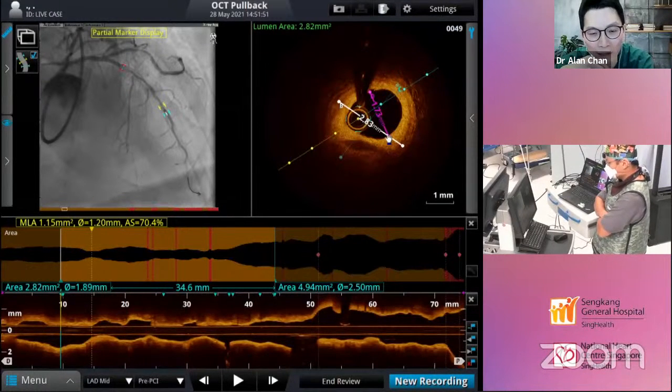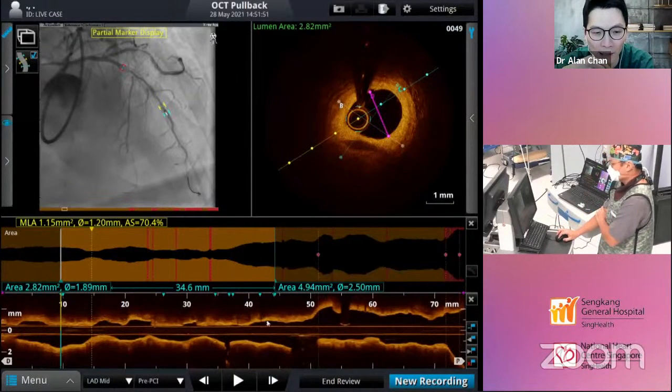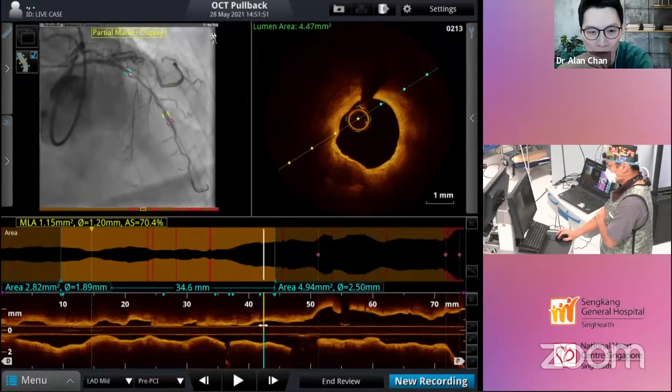And then you get the length. And then for the proximal, usually for this diffuse disease, I will use the luminal diameter to blow up, to optimize the proximal segment.